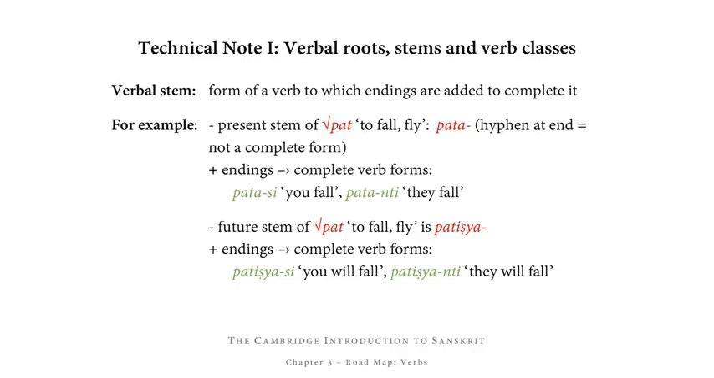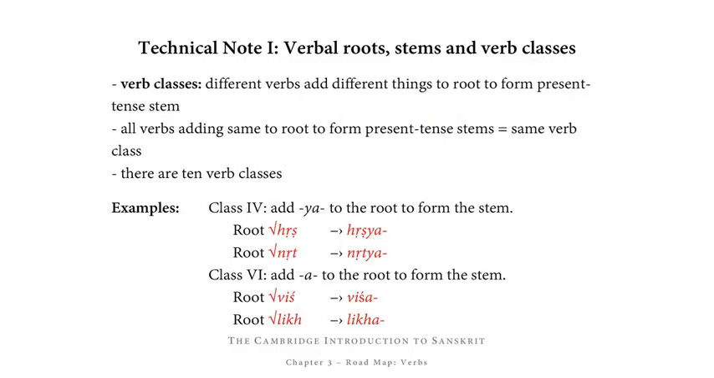And if we want to form complete verb forms on the basis of this stem, then again we need to add verbal endings. So, for example, patishya-si, which means you will fall, or patishyanti, which means they will fall.